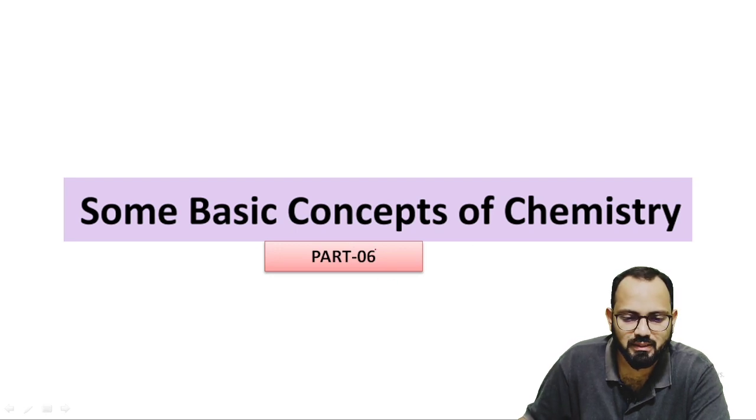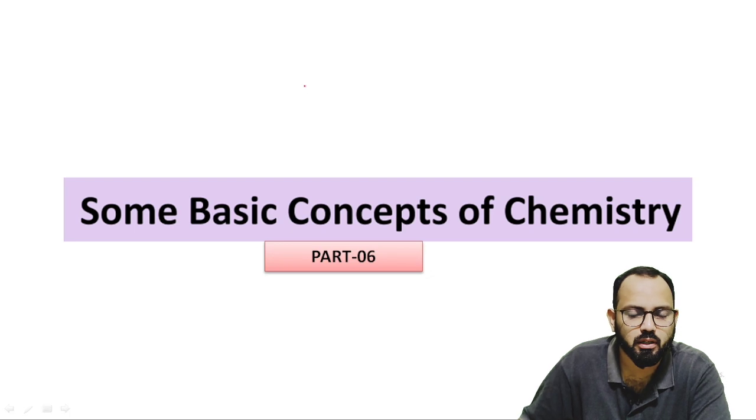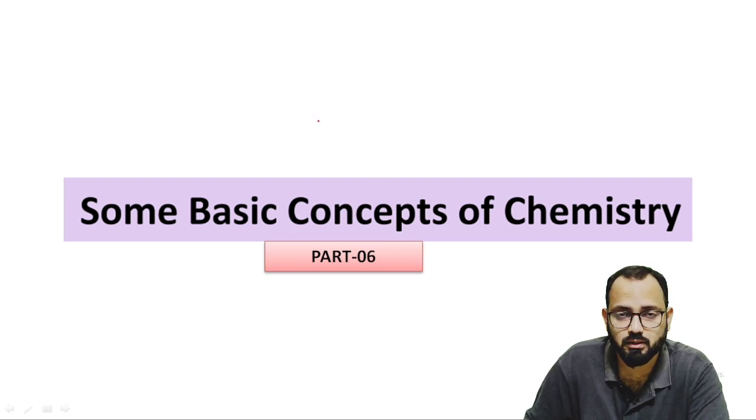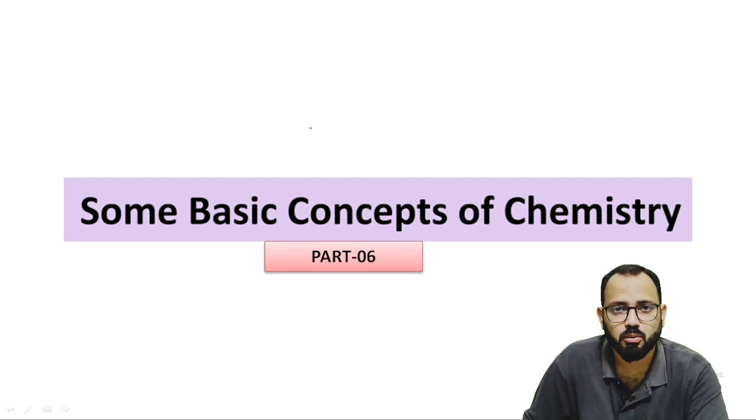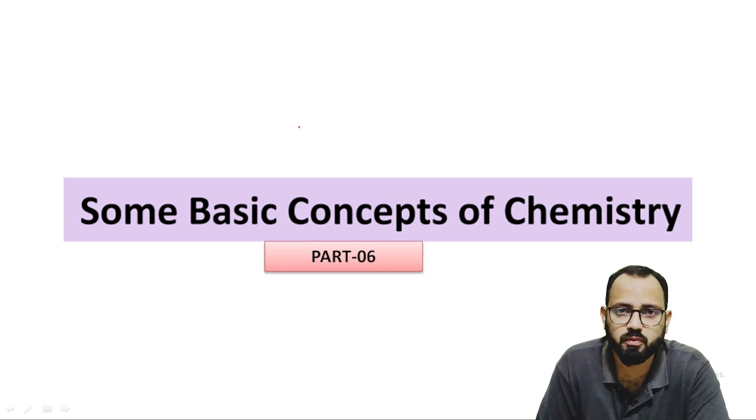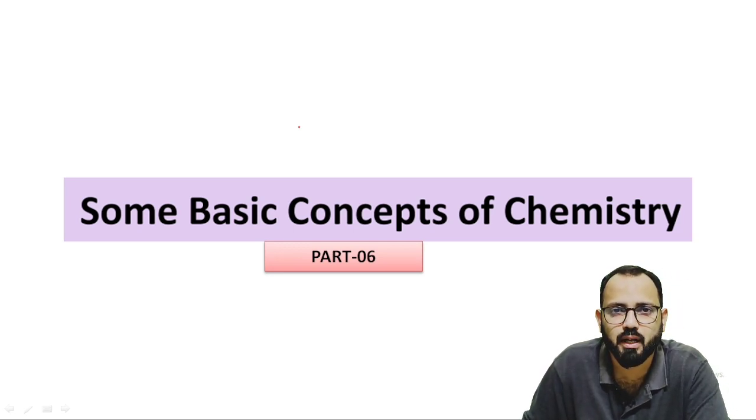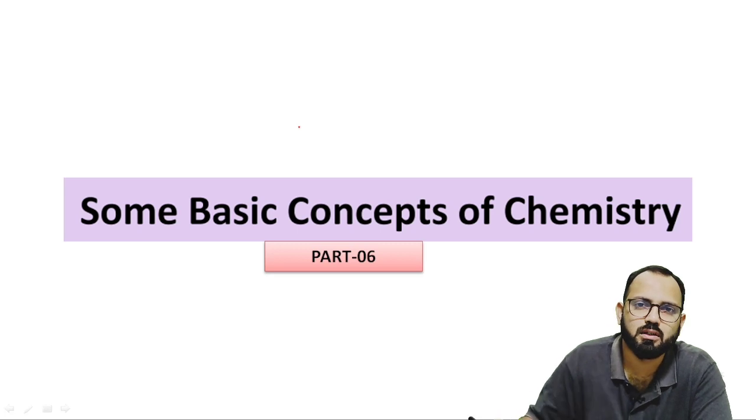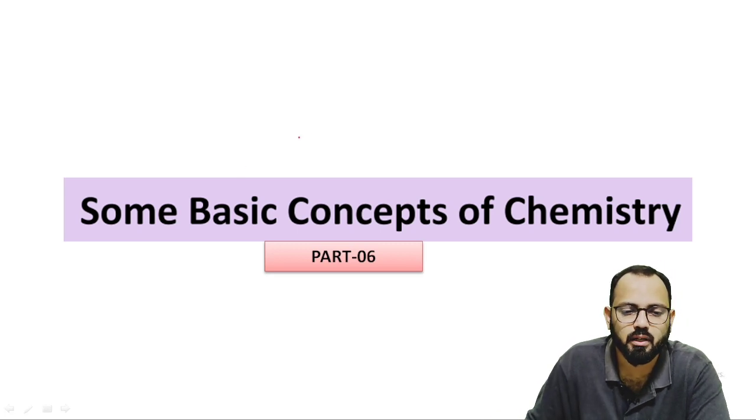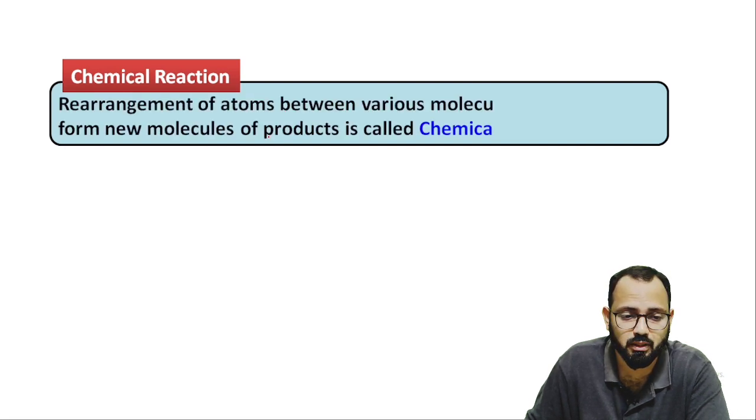Now we are in the sixth lecture of the chapter Some Basic Concepts of Chemistry. Here we'll be discussing the stoichiometric coefficient and how we have to apply the mole concept to find out the product formed if they have given you the initial amount of reactant, and all the kinds of questions regarding stoichiometry. Fine. First, you should understand what a chemical reaction is.